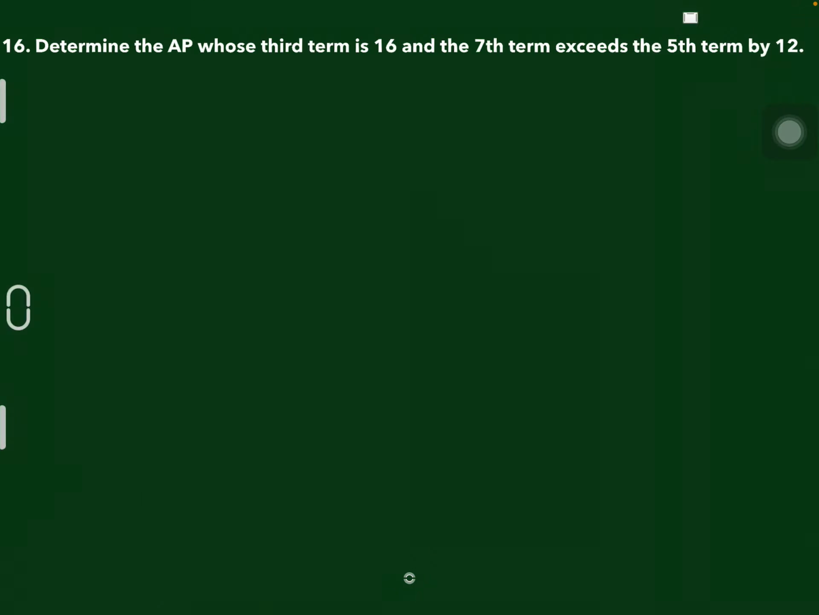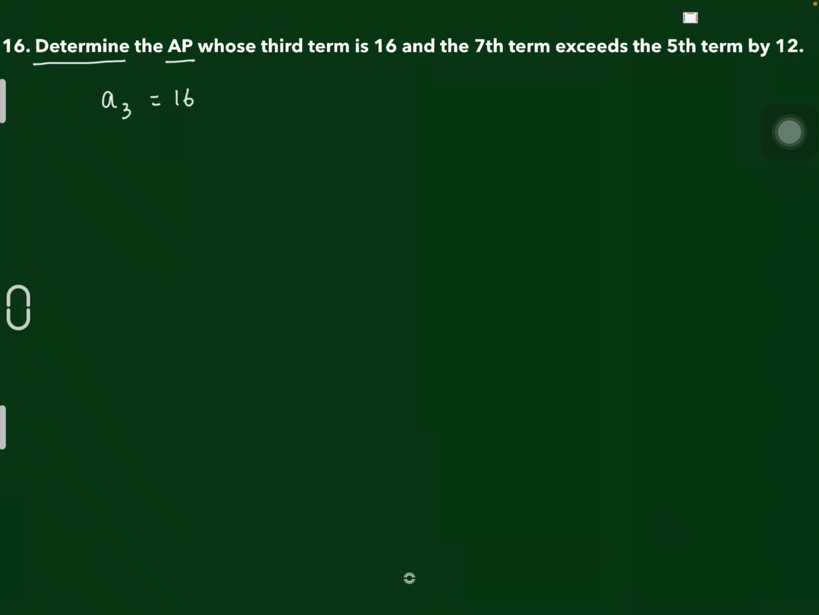Look at this. Determine the AP whose third term is 16 and the seventh term exceeds the fifth term by 12. You have to find the AP. How do you write the third term? A3 is given as 16, and the seventh term exceeds the fifth term by 12.